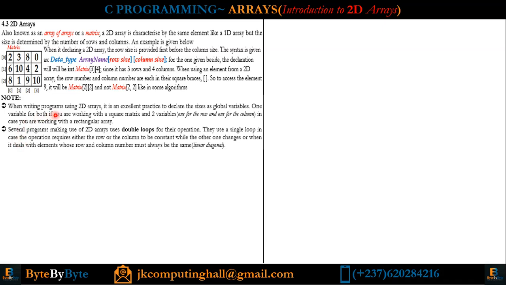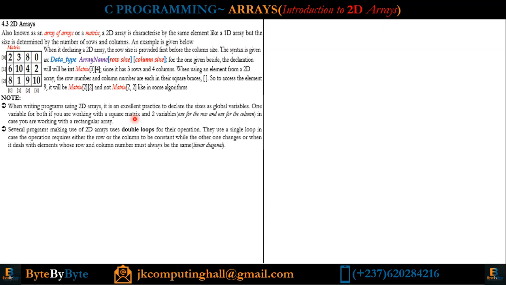Note, when writing programs using two-dimensional arrays, it is an excellent practice to declare the sizes as global variables. One variable for both if you are working with a square matrix. We know that a square matrix is a matrix whose number of rows and columns are the same. So if that's the case, then you declare just one global variable that will represent both the row size and the column size. But in case it is a rectangular array, you will need two variables, one for the row and one for the column. As we shall see in the next video, we are going to look at that.